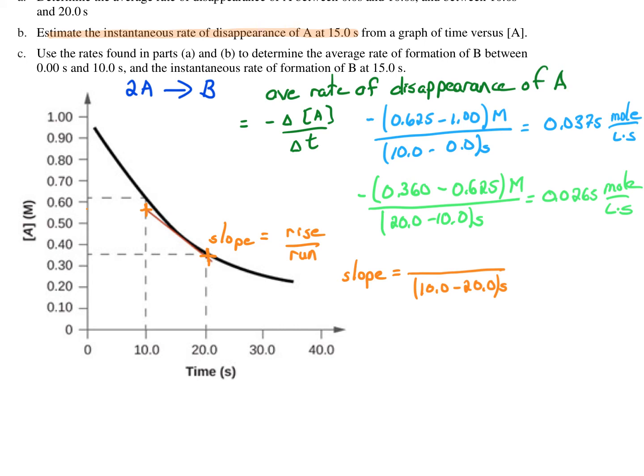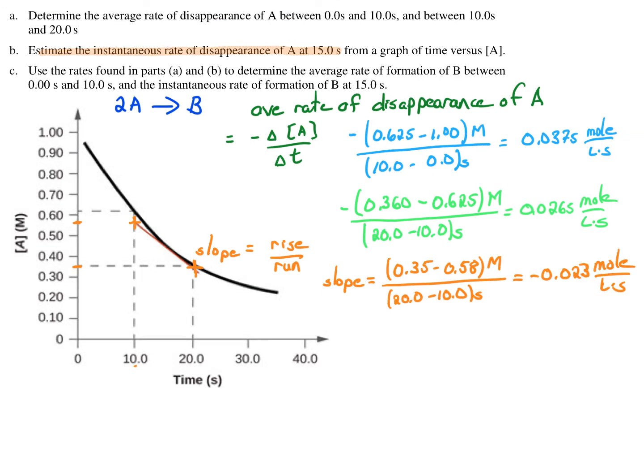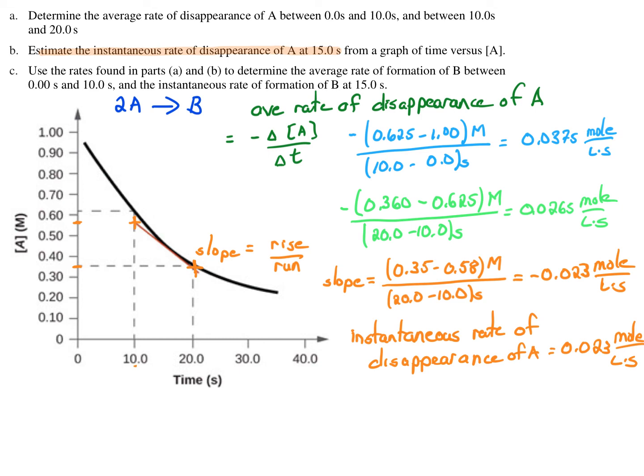Picking 2 points on the line, the run is from 10 to 20 seconds, and the rise is from about 0.58 down to maybe 0.35 molar. We can put those values in and determine that the slope is a negative 0.023 moles per liter per second. Accordingly, our estimate for the instantaneous rate of disappearance of A is going to be the absolute value, the positive value of our slope.